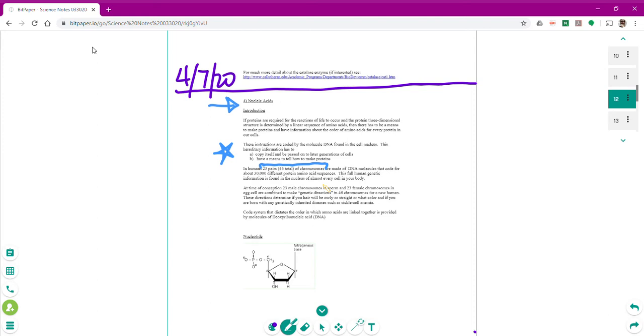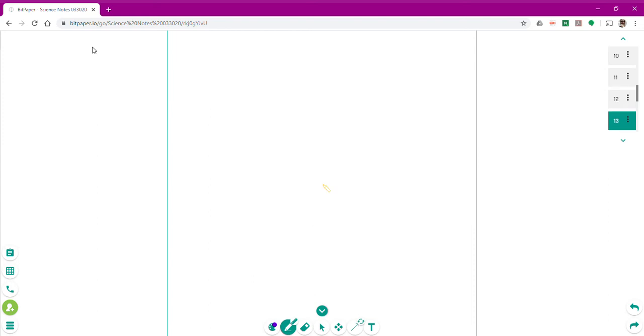All right, and so these 23 pairs, they code for everything in our body. Every single cell has a copy of the instructions for everything in the body. Isn't that crazy? So, well, it says almost every cell, but pretty much, by and large, the nuclei of your cells have this information. It's pretty nuts, okay? All right, and the code system that dictates the order in which amino acids are linked together is provided by the DNA, okay? So let's go to that next page.